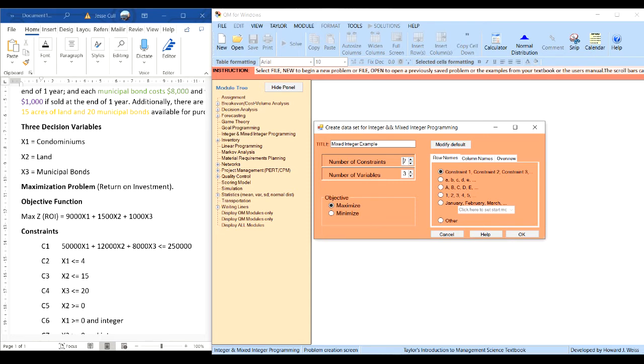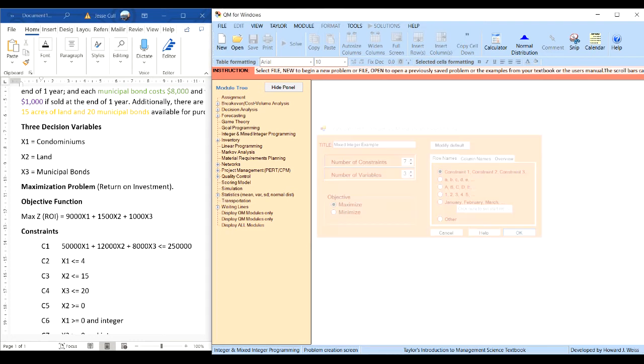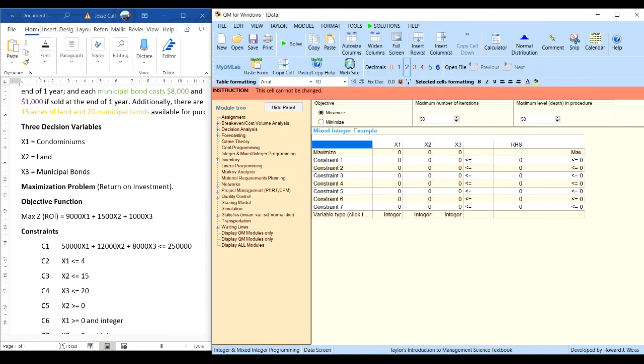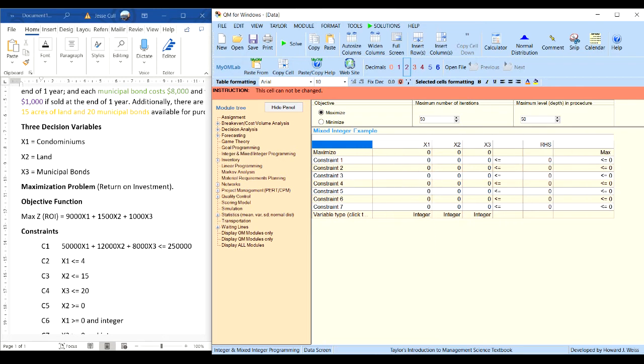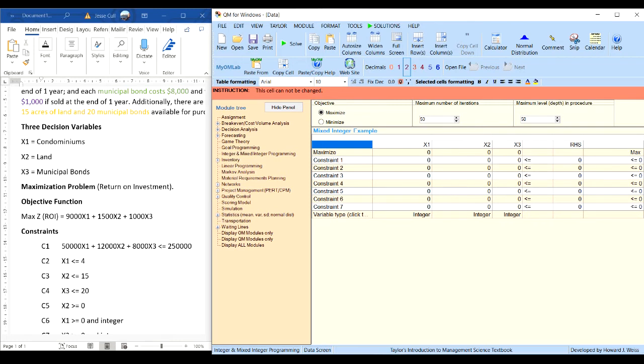All right. And again, we're trying to maximize our return on investment. So we click on maximize and we hit OK. Now, as always, we're going to label our chart effectively so that we're able to see clearly what we're doing while we're importing the relevant values.